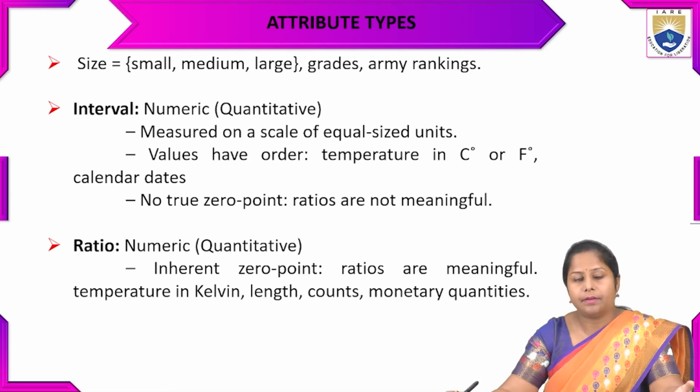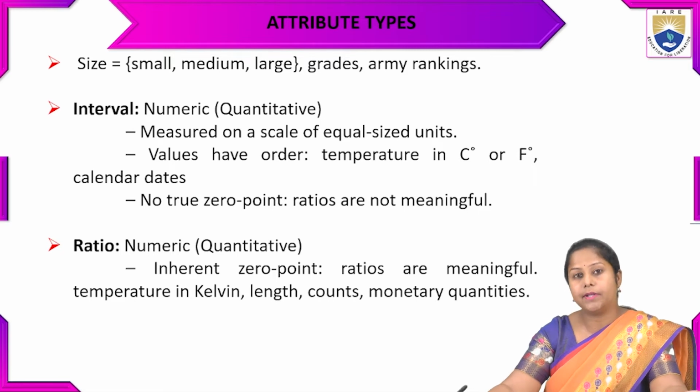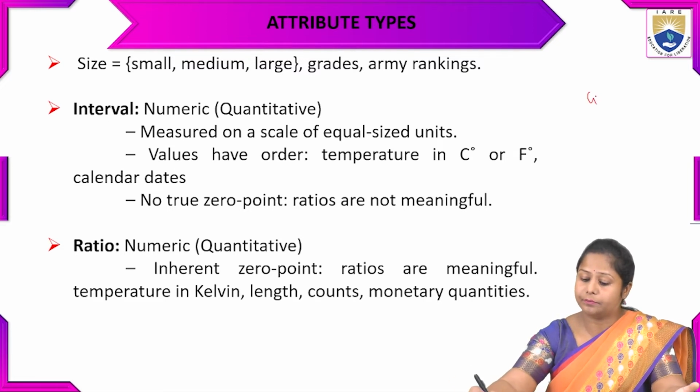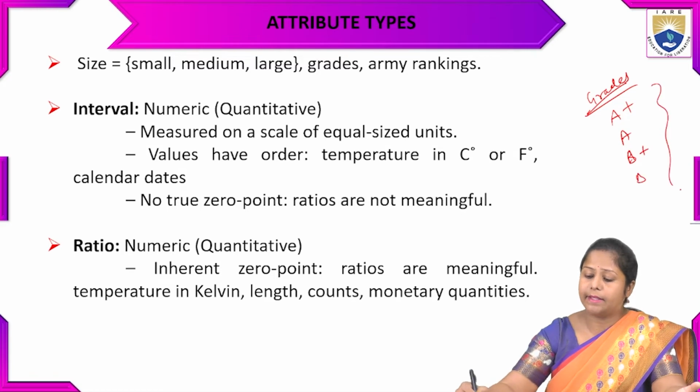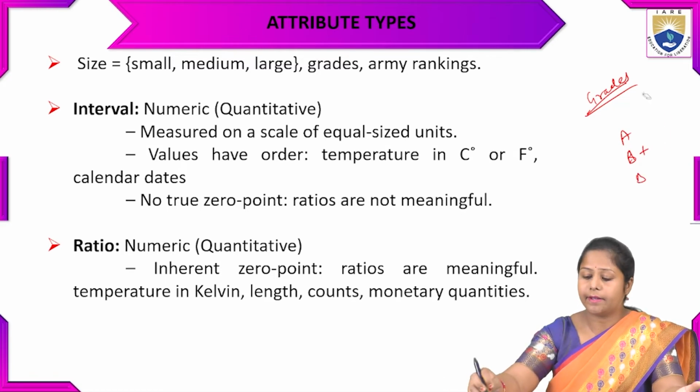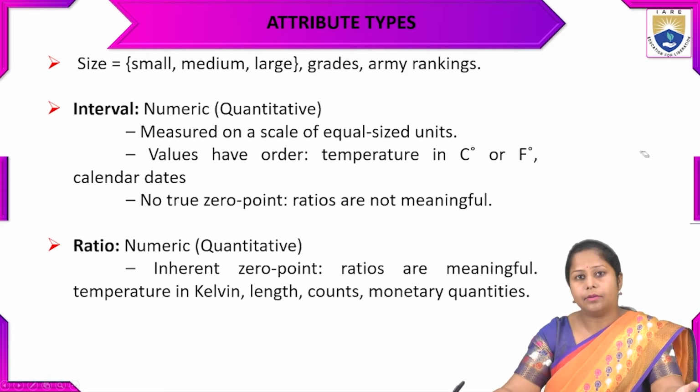Suppose size is there: small, medium, large. That also comes under the ordinal type of attributes. Grades, what are the grades in each semester, and the students have A++, B++, like that. These are nothing but grades, that is the ranking, the successive ordering. Army ranking, right? There will be the lieutenant, and other rankings.